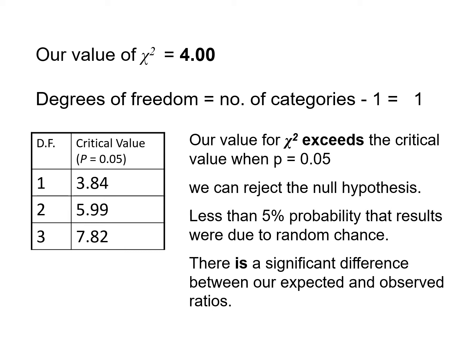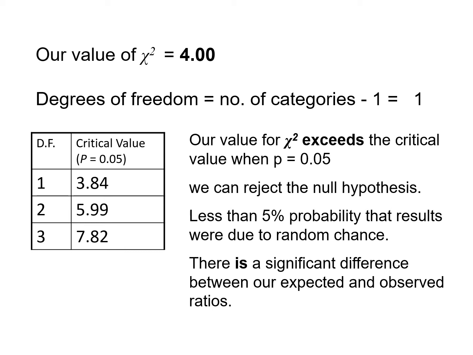That's the first sentence. We always say chi-squared exceeds or is less than the critical value. In this particular example, it exceeds when p is 0.05. The next statement we say is, do we accept or reject the null? Because our value for chi-squared fell on the right of the 0.05 level, it fell into that bigger number, we can say that we reject the null hypothesis.